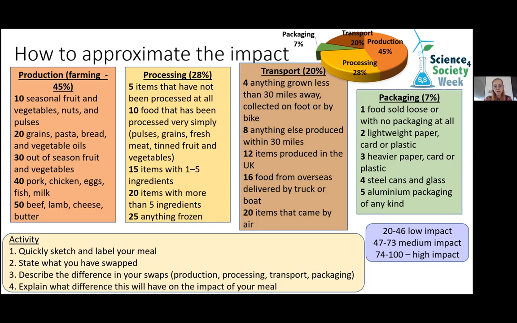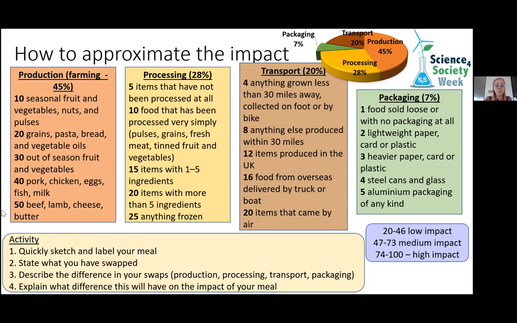So I hope that most of you have realized that it isn't an easy answer to approximate the impact of your food. We've got to think about this when we're thinking about what we're eating, because not everything comes out where you'd expect it to, remembering our impact scale earlier. But there's often things that you can do with your meals to make a better choice on your environmental impact. So remembering that production is the largest.